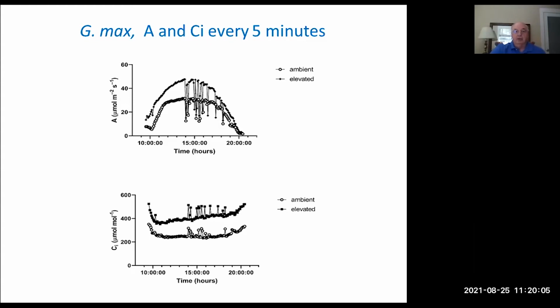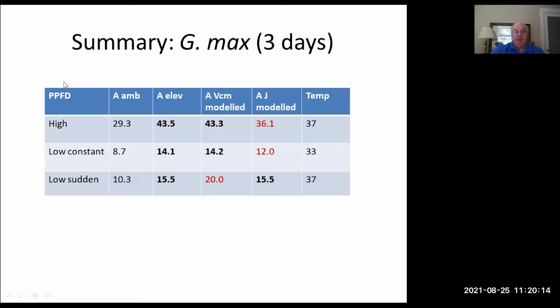So doing this for several days for each of these 3 species, I'm going to sort of summarize what I get out of doing that. And we'll start with the soybean, Glycine max. And this is taken from 3 days of doing these 24-hour CO2 responses. So the first column is the PPFD criterion. So high and constant, you see A ambient. So that's the assimilation rate measured at 400 parts per million, and the assimilation rate measured at elevated concentration.